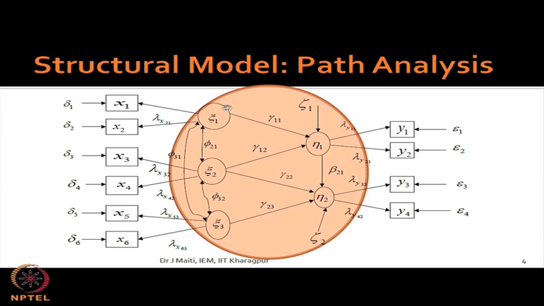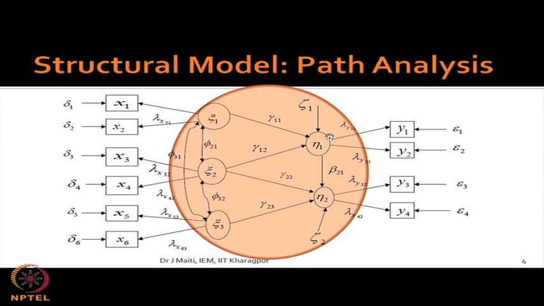Okay. And their linear relationships are depicted by gamma. So, any relationship between eta and xi is depicted by gamma. So, gamma 1 1, gamma 1 2, gamma 2 3. Like this, gamma 1 1 means that eta 1 is affected by xi 1, and gamma 1 2 means eta 1 is affected by xi 2. Similarly, it is gamma 2 2 and gamma 2 3 for eta 2.